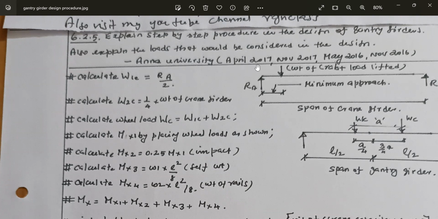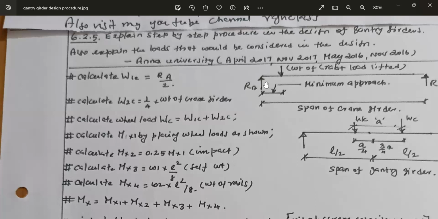This is for the year April 2017, November 2017, May 2016, November 2016, etc. for Anna University. Not only for Anna University, for other universities also, this question is repeatedly being asked. And here I have explained the design procedure for the gantry girder with due notations, and I have ensured that the procedure is given in a concise manner so that it can be easily followed for the actual design calculation also.